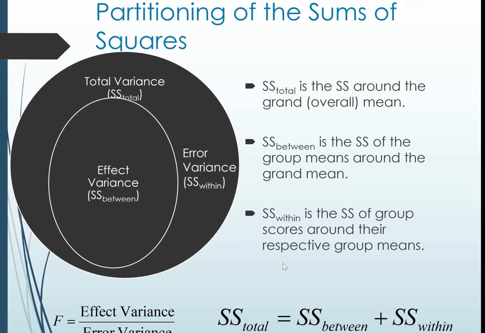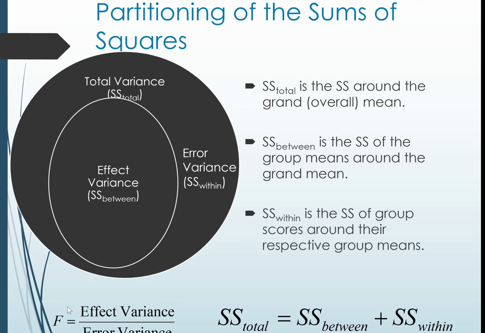And these two, sum of squares between and sum of squares within, if they're calculated properly, will add up to sum of squares total. And in the end, what we'll do is compute the F ratio, but there's a couple more steps which we'll get to in a second.